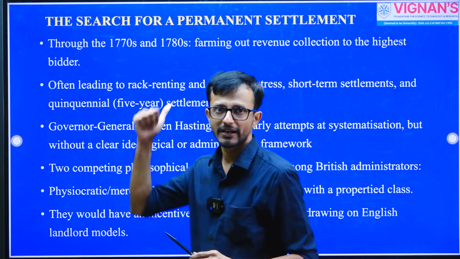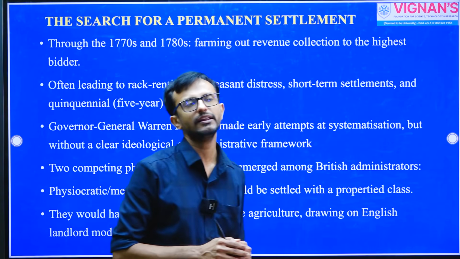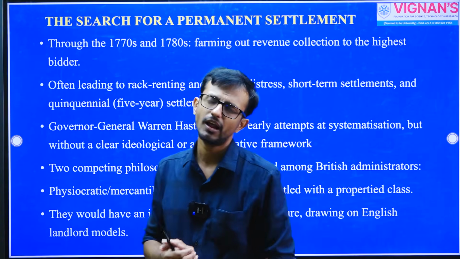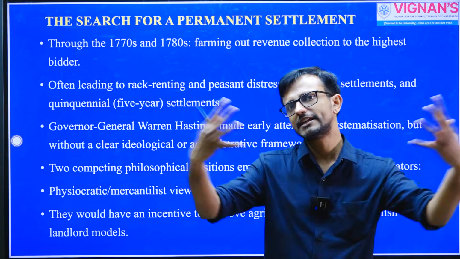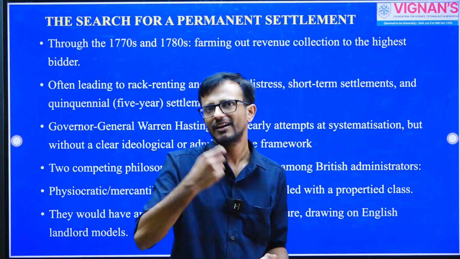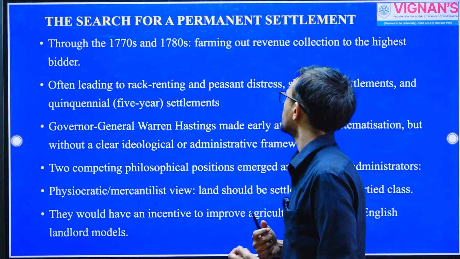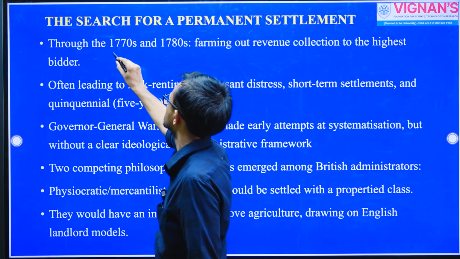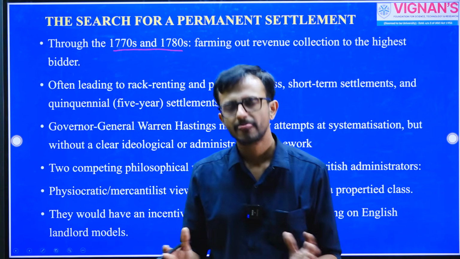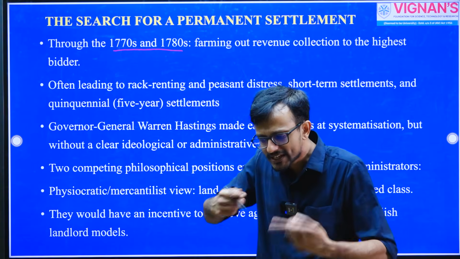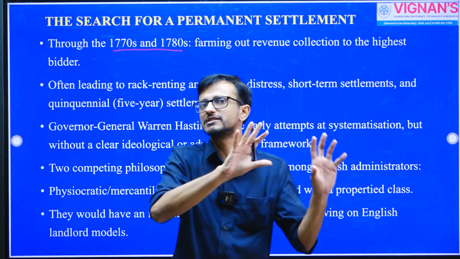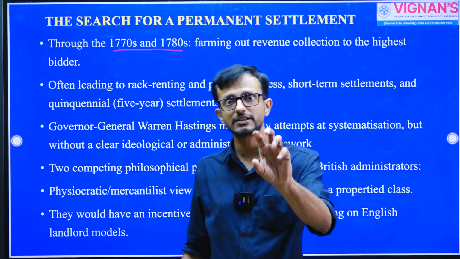So the search for a permanent settlement, that is the heading of this slide. What is the search for a permanent settlement? We'll come to the permanent settlement in a short while. When the British colonial state had expanded their territories, they were thinking about the various possibilities of collecting revenue from the peasants. During the 1770s and 1780s, when they had established their rule in India, they were trying to change the land revenue pattern. It was not the way the land revenue system was practiced earlier, where the peasant has ownership.